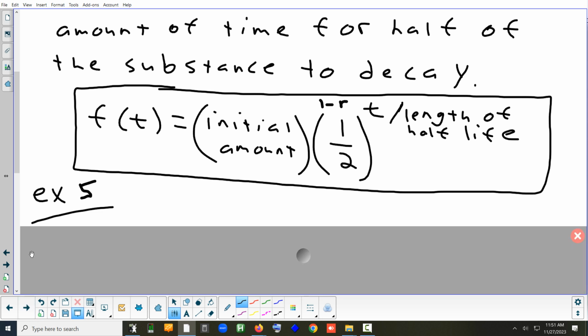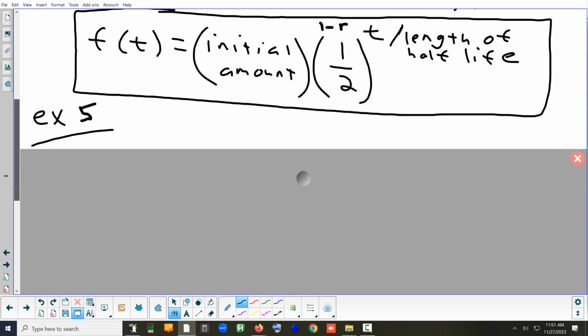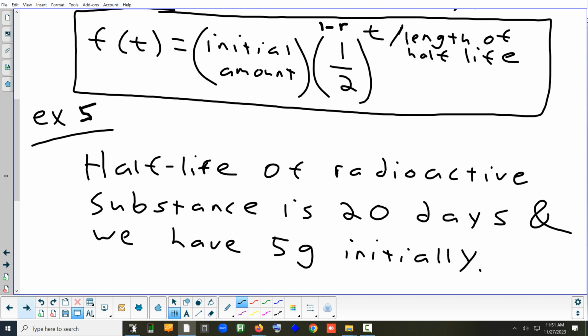All right, so we'll try this one, and then that's it. Okay, so we have a 5-gram sample of something that's radioactive, and the half-life is 20 days. And let's say as long as it's under 1 gram, then it's safe to be around. I want to know, when will it be under 1 gram left? How long is that going to take?